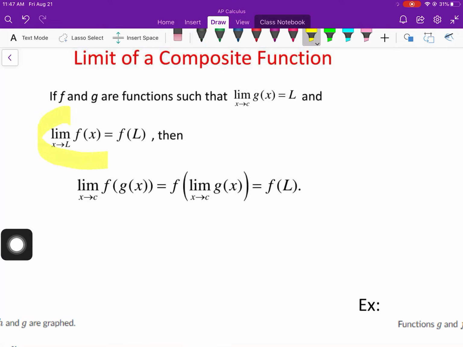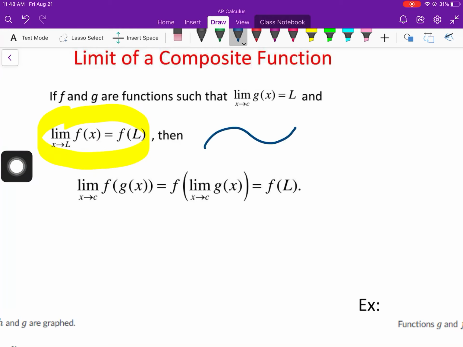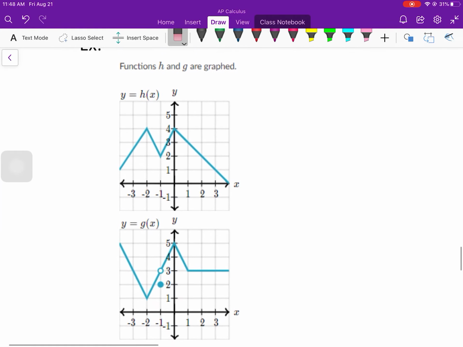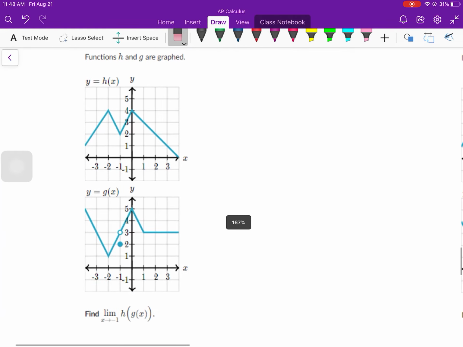The other thing, the part that got me, was this key piece of data here, which tells you the limit as x approaches L of f of x equals f of L. So what this means is the limit has to exist for f of x, and the point has to exist, and they have to be the same thing. In other words, f has to be continuous at L. You can't have a discontinuity. You can't have a hole in the graph or a jump for f, the outer function. So let's take a look, and we'll see when that does apply.